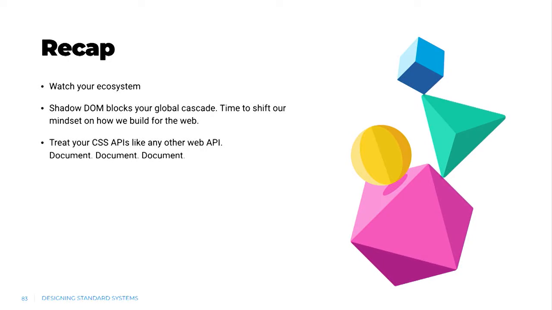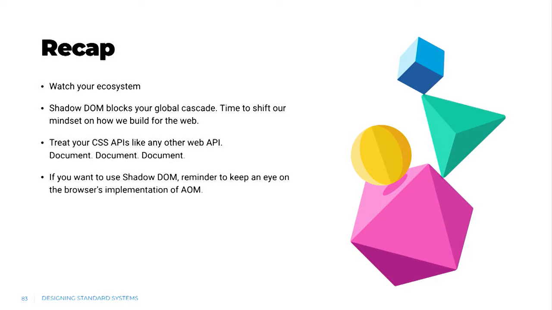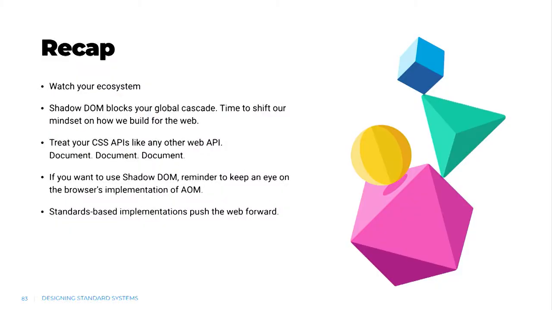Treat your CSS APIs like any other web API. Document, document, document. I can't stress that enough. And if you want to use Shadow DOM, just a reminder, please keep an eye on the browser's implementation of the accessibility object model. Like Steph mentions, we will not be turning on Shadow DOM until this is resolved, but the more pressure use cases that we provide to the standards body, the quicker we can get this in. And then playing off of that, the standards-based implementation is going to ultimately push the web forward, so please get involved.